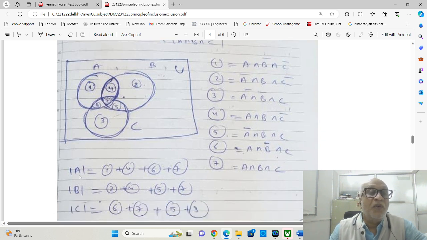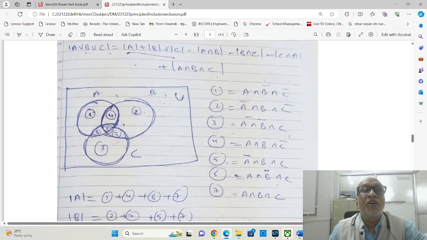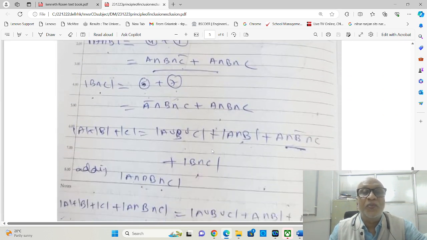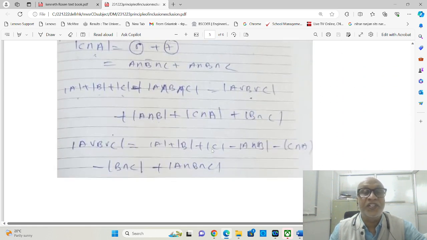So, if you look at number of elements of A, how do I get number of elements of A? 1 plus 4 plus 6 plus 7. If we want number of elements for B, that will be 2 plus 4 plus 5 plus 7. If I want number of elements of C, that will be 3 plus 7 plus 5 plus 6. Now, as you go on doing the replacement, ultimately LHS should be equal to RHS. Hence, the principle of inclusion will be proved for the 3 sets A, B, C.